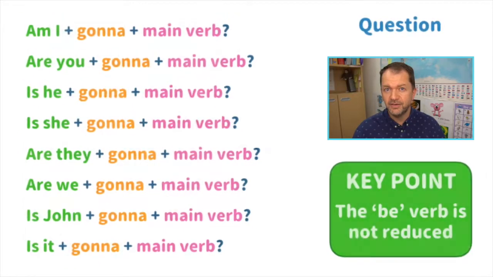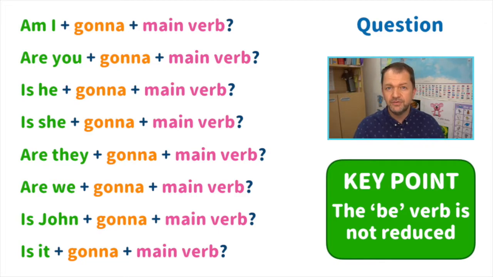Making questions using gonna. Okay, now it's the same as before. You just get the be verb and switch it over. So for example, is he gonna? Are you gonna? Are we gonna? Is John gonna? Okay? But because this is a key point, look down here.